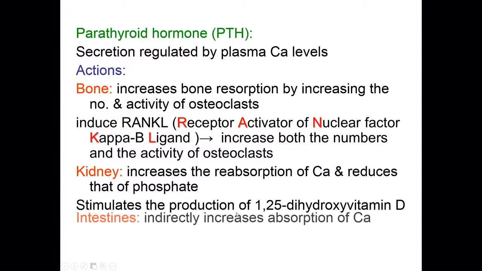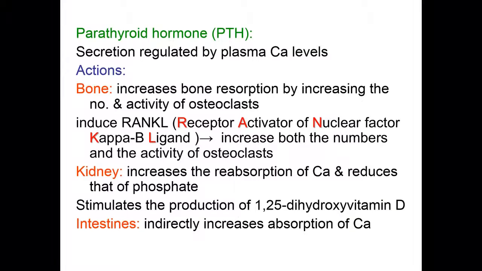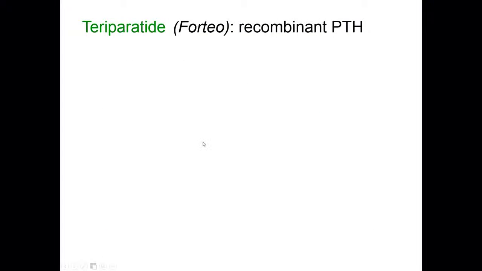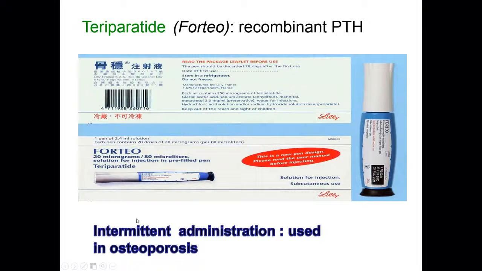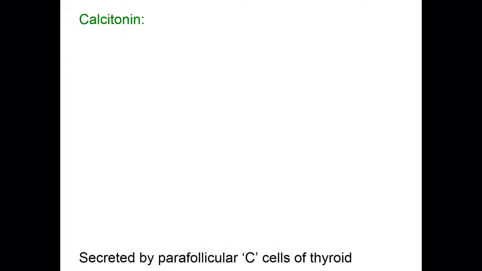Then acting in the kidney, it increases the reabsorption of calcium and reduces the reabsorption of phosphate, and also stimulates the production of the active form of vitamin D. Teriparatide is a recombinant form of PTH, which, unlike regular PTH, inhibits bone resorption. So it's used in osteoporosis.